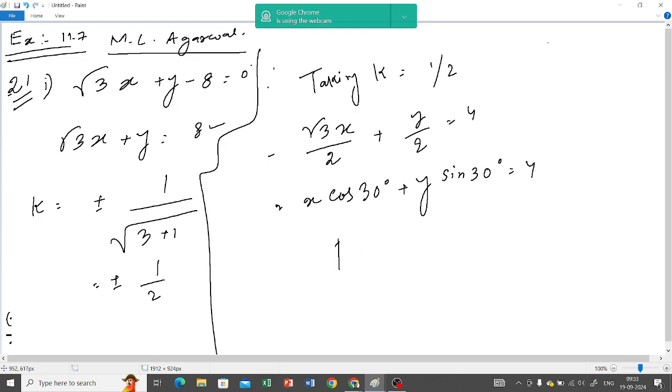So perpendicular distance p is equals to 4. Angle between, so angle is 30 degree.